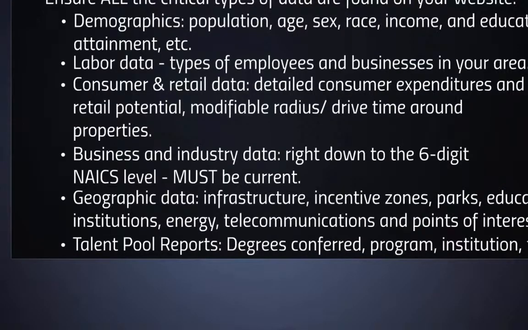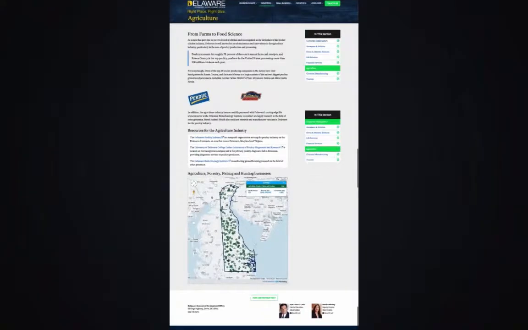When it comes to business and industry data, instead of lists that you might have been used to of existing businesses, we can go right down to the 6-digit NAICS level. This must be current, as Stevie said earlier, because businesses are opening and closing all the time. We really need people to see at a glance what's going on. Here's an example from the agriculture, forestry, and fishing and hunting businesses.